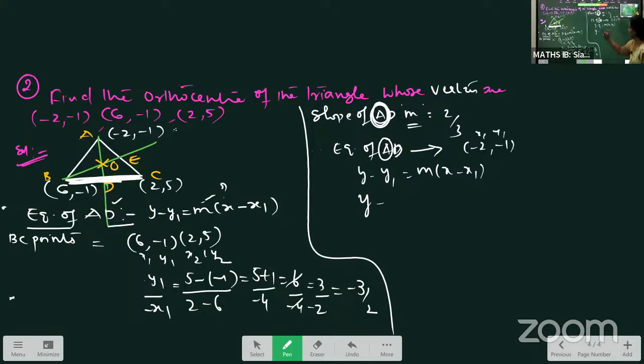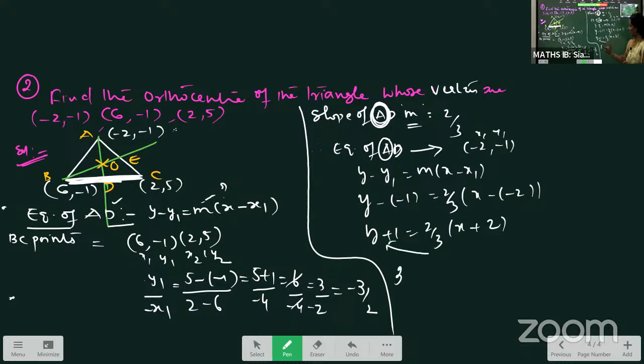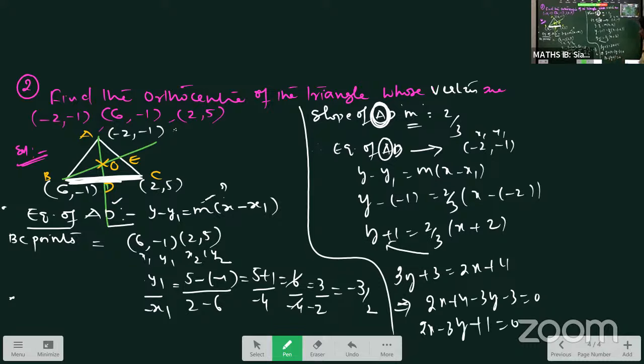So y minus of -1 is equal to 2 by 3 into x minus of -2. Then y plus 1 is equal to 2 by 3 into x plus 2. Do the cross multiplication: 3y plus 3 is equal to 2x plus 4. Bring all these terms to this side: 2x plus 4 minus 3y minus 3 is equal to 0. Then that is 2x minus 3y plus 1 is equal to 0. Equation number 1.